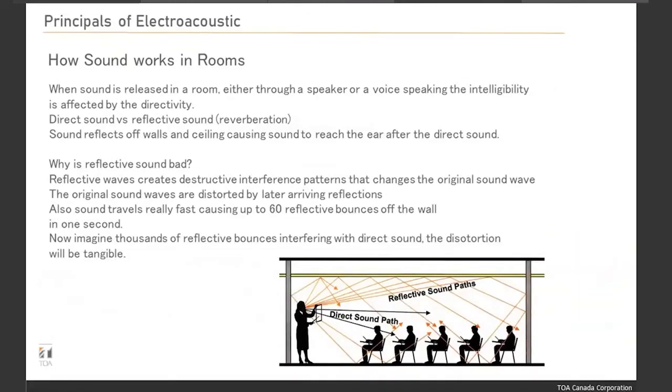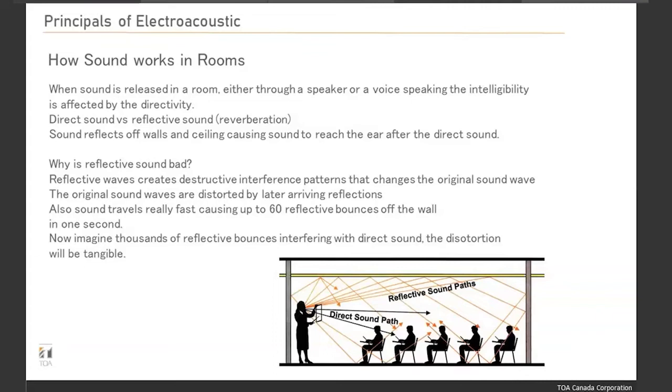So this is just how sound works in rooms. If you can imagine, most standard meeting rooms are cubes. So when sound is released in a room, either through a speaker or voice speaking, the intelligibility is affected by the directivity. Direct sound versus reflective sound, which is reverberation. Sound does reflect off the wall and ceiling, causing sound to reach the ear after the direct sound. And reflective sound is bad because reflective waves create destructive interference patterns that change the original sound wave. The original sound waves are distorted by later arriving reflections.